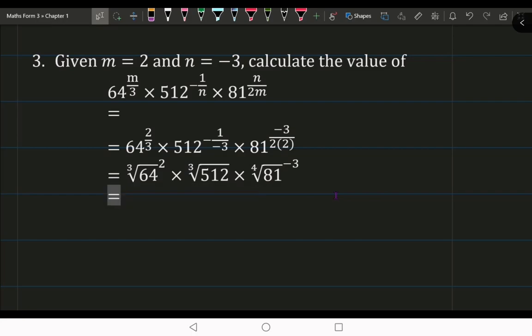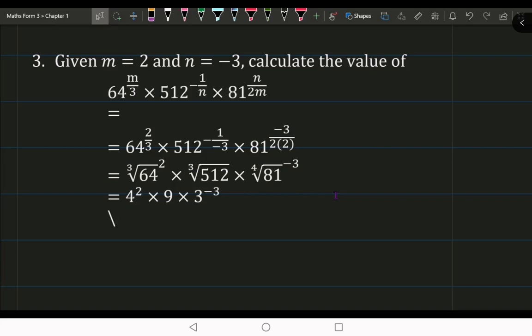So, the cube root of 64 is 4, squared. After that, the cube root of 512 is 9 cubed, so it's 9. After that, the fourth root of 81 is 3. After that, negative 3. Okay, go for this one.